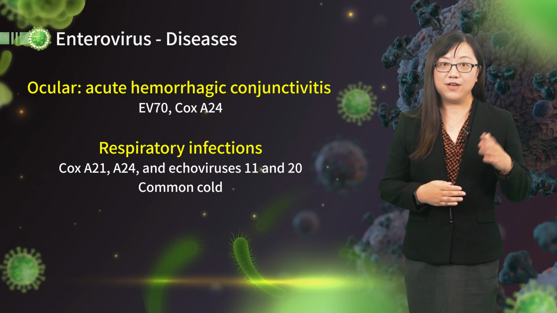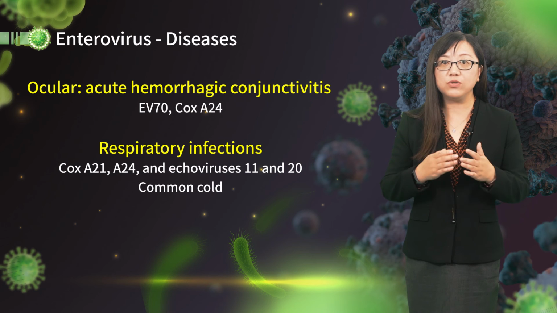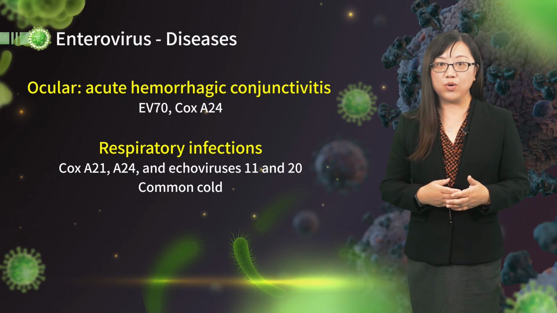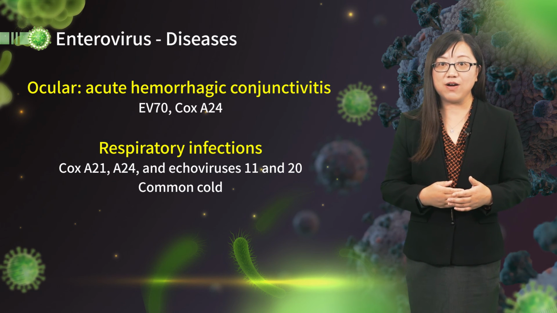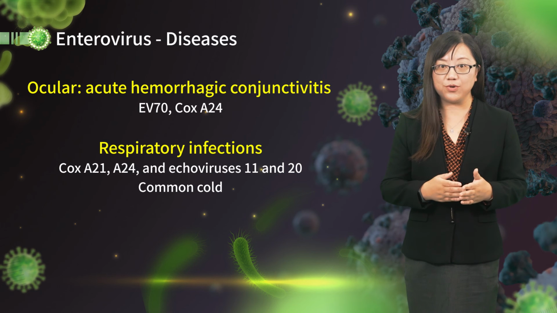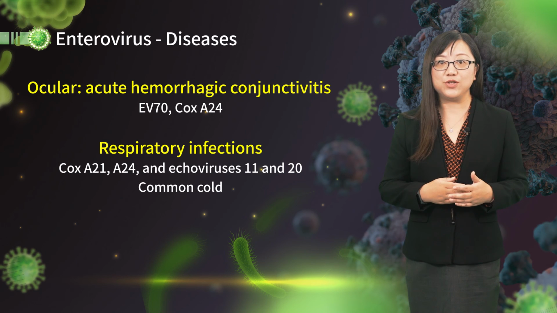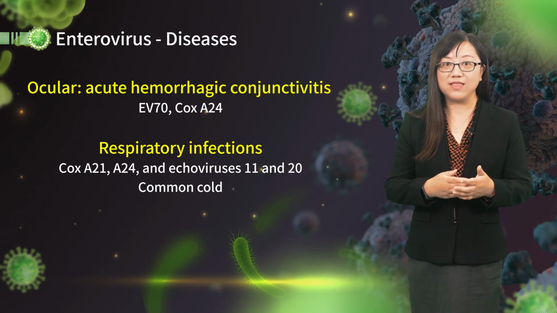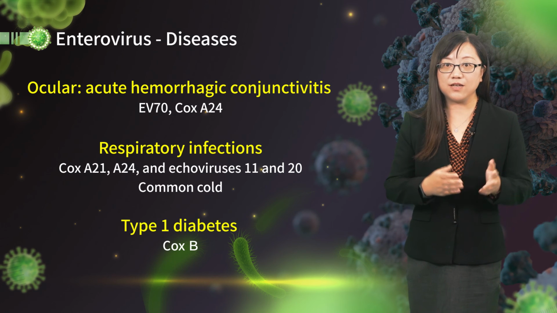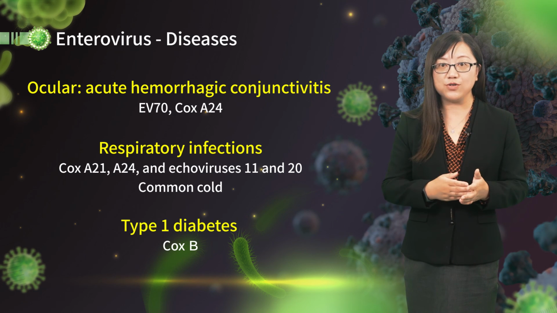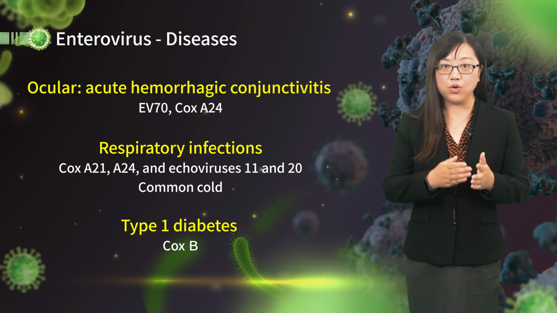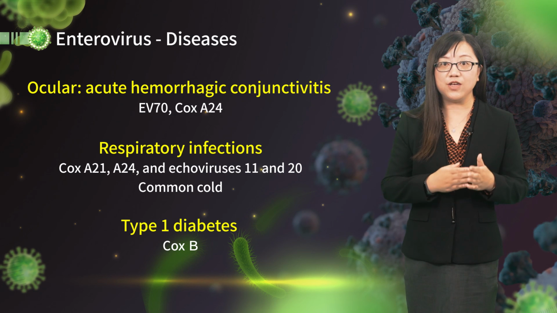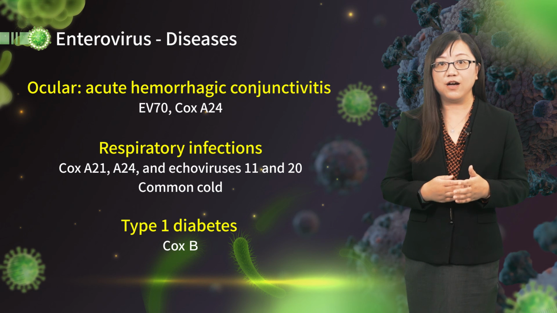Respiratory infections, fever, rash, and common cold-like symptoms may occur in patients infected with echoviruses or Coxsackie viruses. Coxsackie viruses A21 and A24 and echoviruses 11 and 20 can cause rhinovirus-like symptoms resembling the common cold. Coxsackie virus B infections of the beta cells of the pancreas are the major cause of type 1 insulin-dependent diabetes, as a result of immune destruction of the islets of Langerhans.